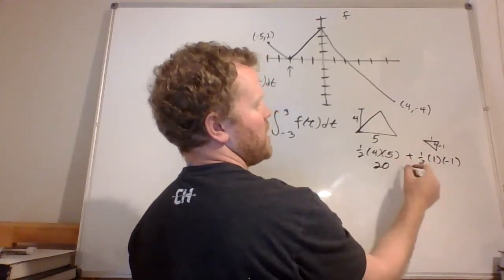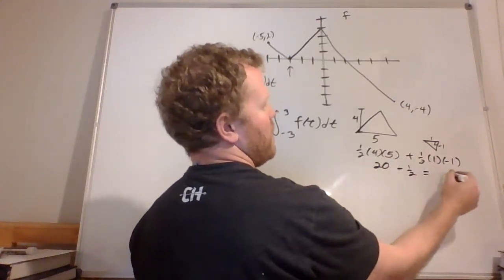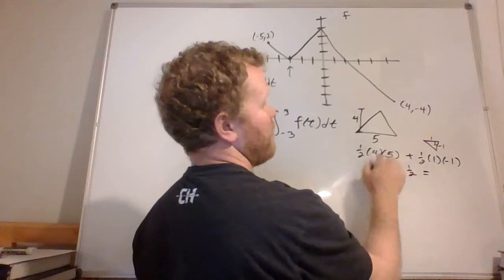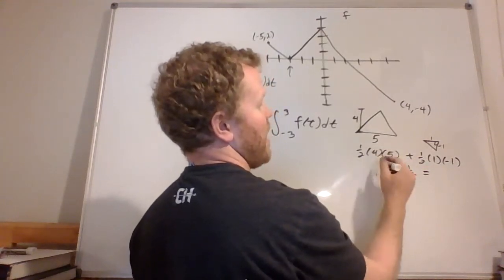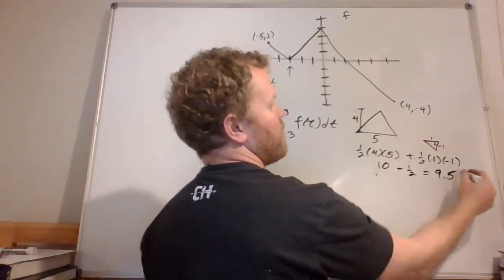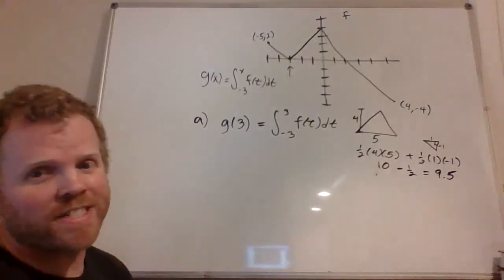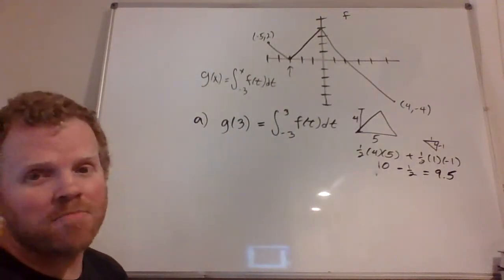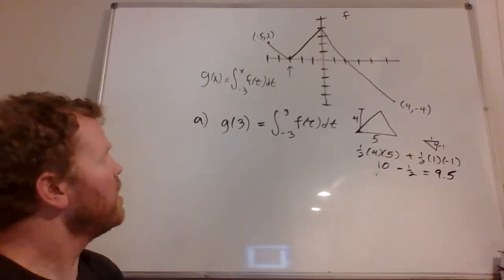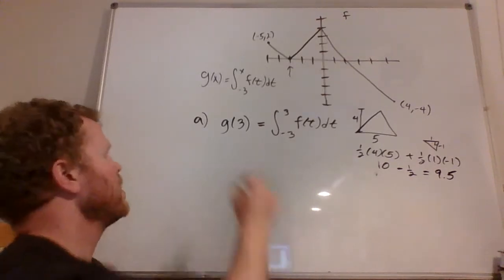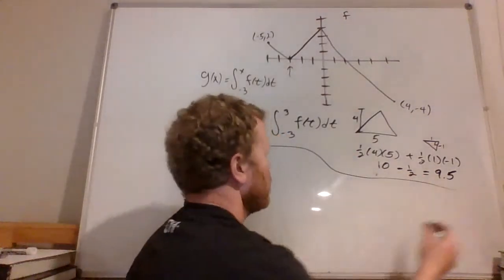This should be 20 minus a half. Or sorry, half of 20, so 10 minus a half. This is 9.5. You can write your answer as 19 halves, or you can write 9.5. It doesn't really matter, and I think we should be good. B is a little weirder.